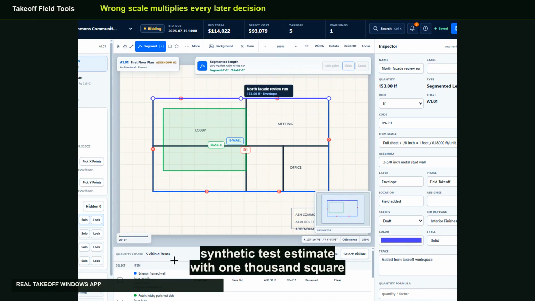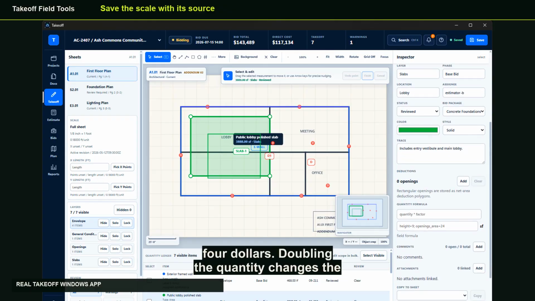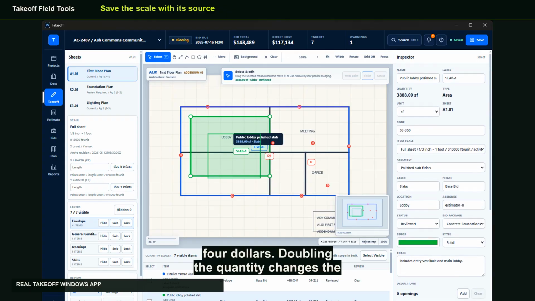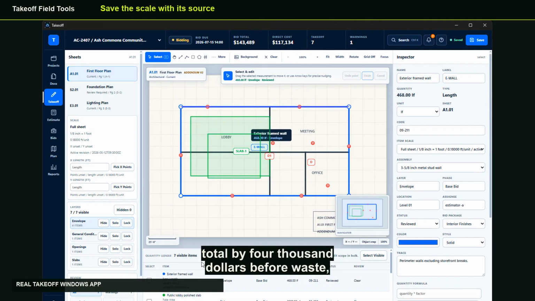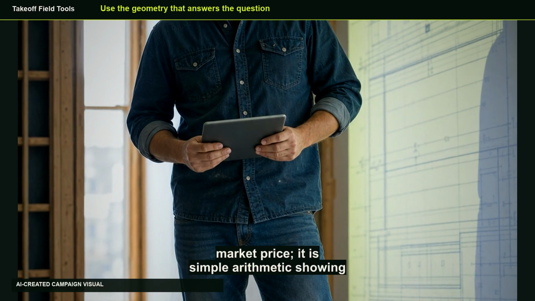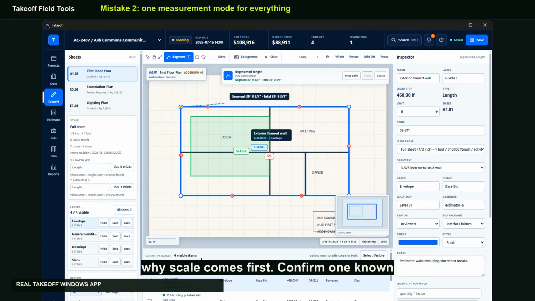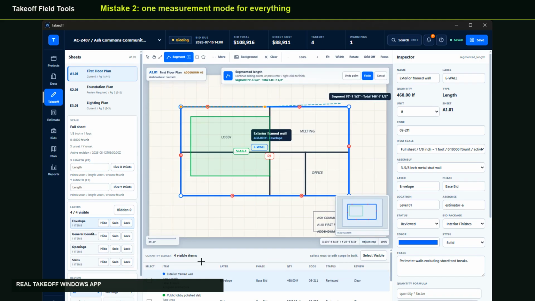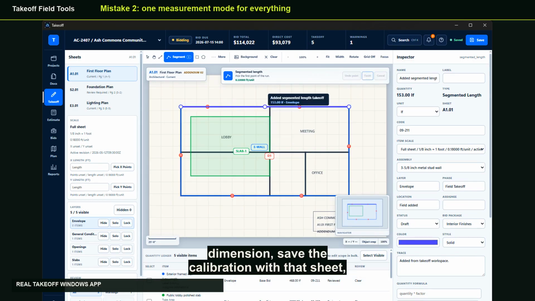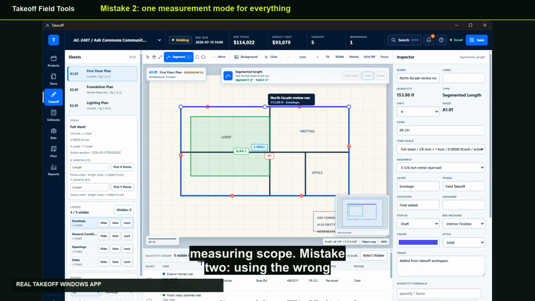Consider a synthetic test estimate with 1,000 square feet and a test unit cost of $4. Doubling the quantity changes the total by $4,000 before waste, labor, or markup. That is not a market price. It is simple arithmetic showing why scale comes first. Confirm one known dimension, save the calibration with that sheet, and check a second known dimension before measuring scope.